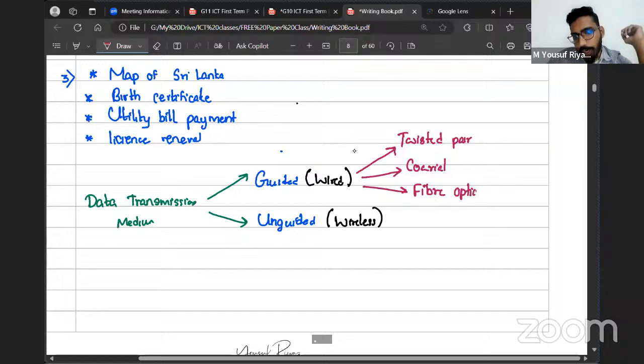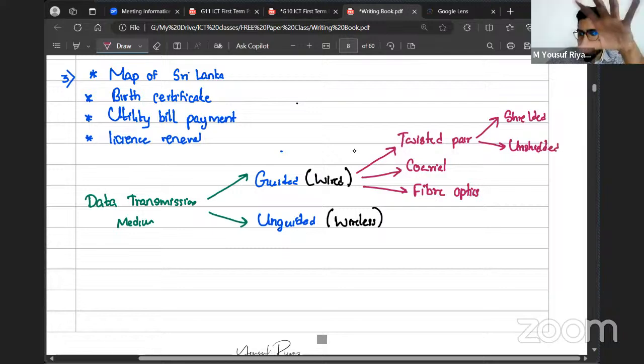Okay. Under twisted pair, we learn two types of twisted pair. What are the two types? Yes. One is a shielded twisted pair, that is STP, and one is an unshielded twisted pair, that is UTP. Okay, so these are two types. So if you take guided transmission, this is what is there.